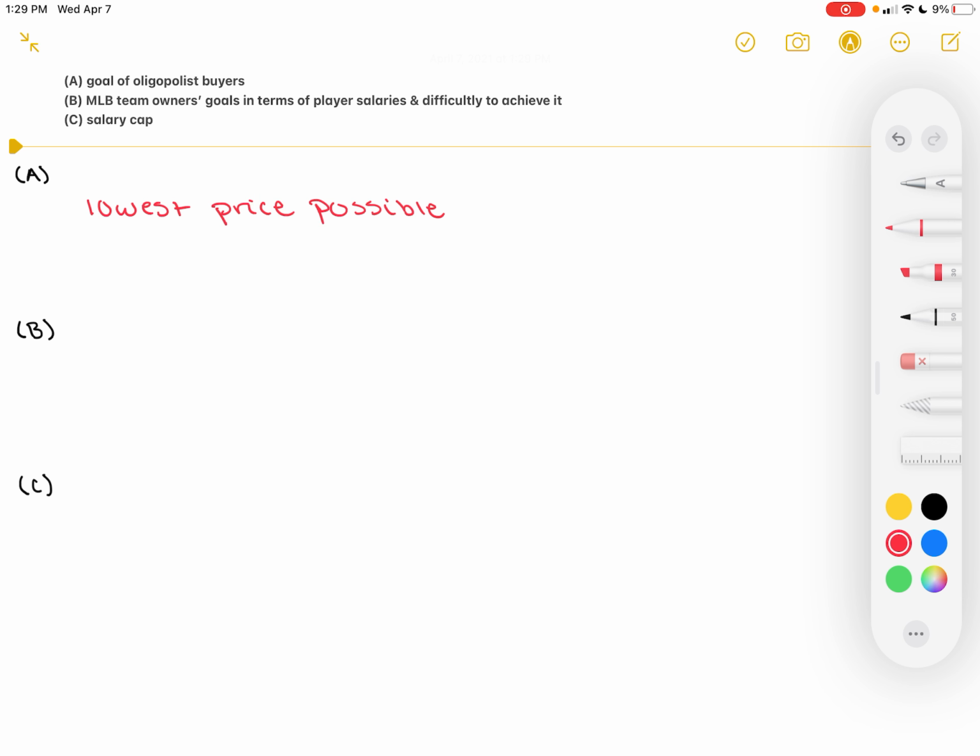Well, assuming here that these MLB team owners are oligopolist buyers, and as we just said in part A, that the goal of oligopolist buyers is to get the lowest price possible, we can come to the conclusion that this goal of these MLB team owners is to pay the lowest salary possible.